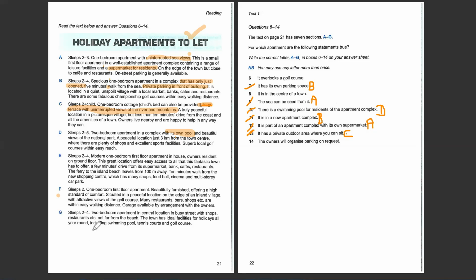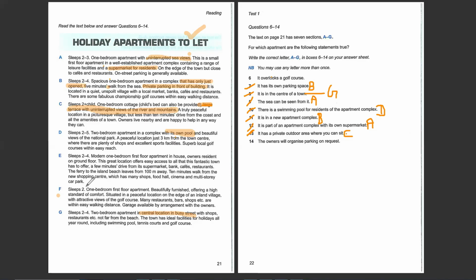So what is G paragraph talking about? G paragraph, it's a 2-bedroom apartment in central location in a busy street with shops, restaurants, and not far from the beach. The town has ideal facilities for holidays all year round, including swimming, tennis, and golf. Now, G paragraph is talking about central location, which means it doesn't overlook the center of town. Option number 8 will go to G.